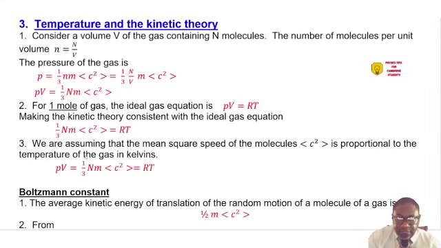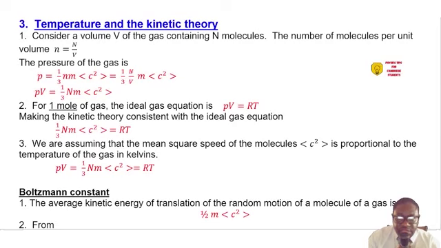Now, temperature and the kinetic theory of gases. Consider a volume of gas containing N molecules. The number of molecules per unit volume is small n, which is N/V. And the pressure of the gas, we have already deduced as 1/3 (N/V) mc².